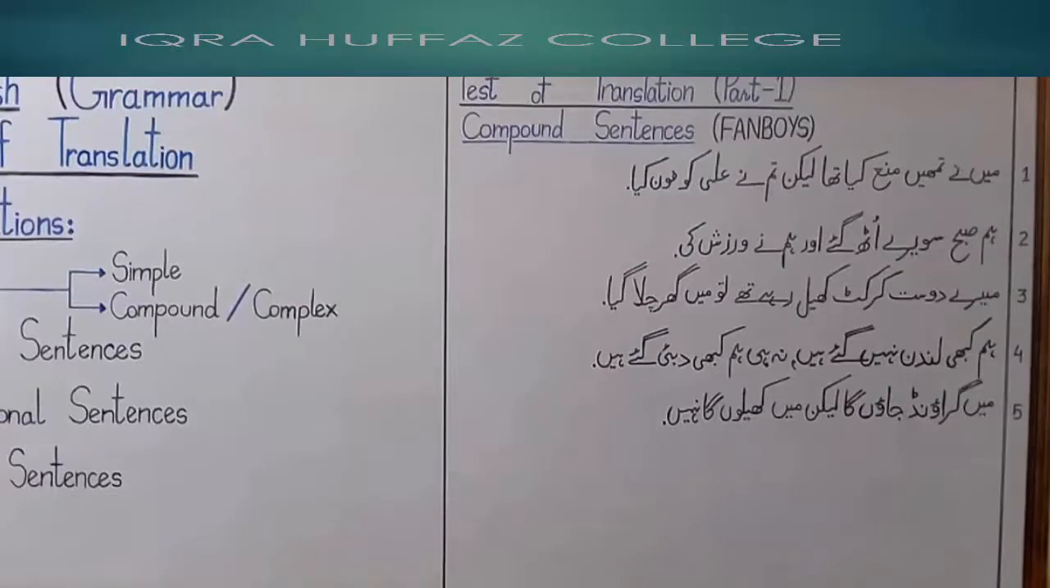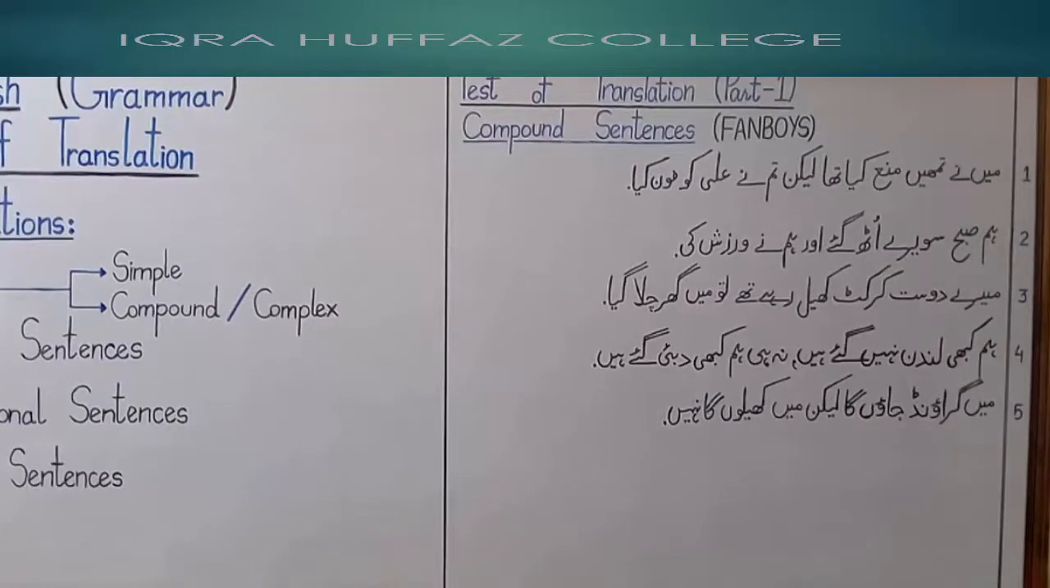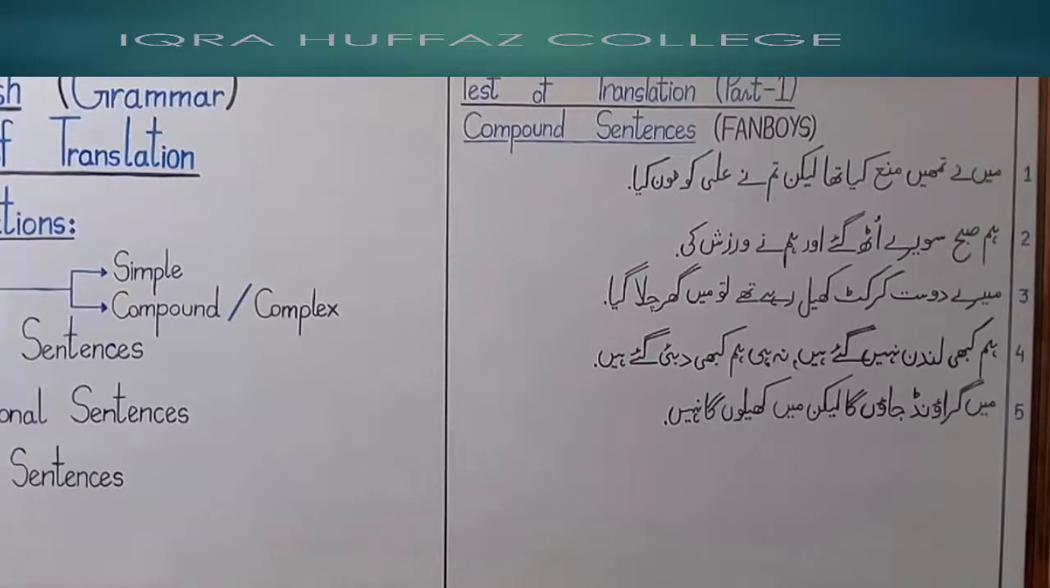Here are the sentences of compound. I have written FANBOYS for your reminder. FANBOYS stands for for, and, nor, but, or, yet, so. If these 7 conjunctions are present in any sentence, that sentence is called a compound sentence because these 7 conjunctions are coordinating conjunctions. Now you people need to identify in which sentence which conjunction is available.